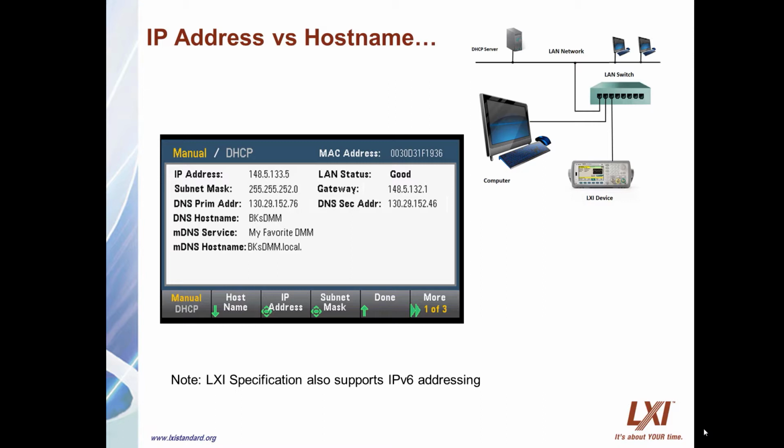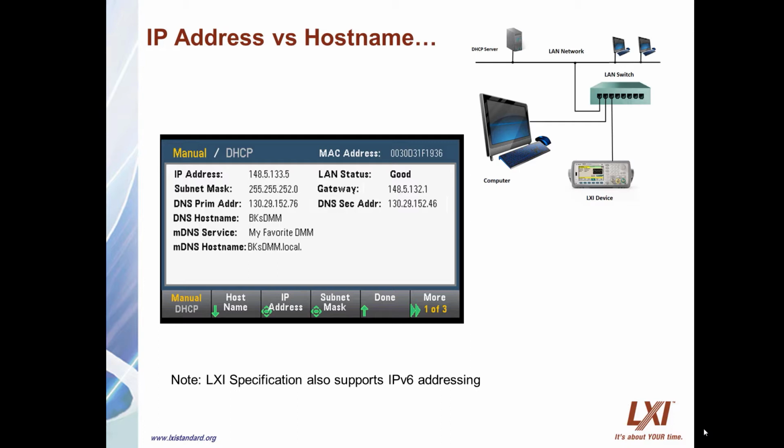The IP address comes from a DHCP server or is automatically generated by the LAN device itself. That's the auto IP. Or it can be a static number manually configured by the user. The IP address can also be associated with a host name. Host names are human-readable nicknames that correspond to the IP address of a device connected to that network, like BK's DMM or Lab 1 Spec Analyzer.